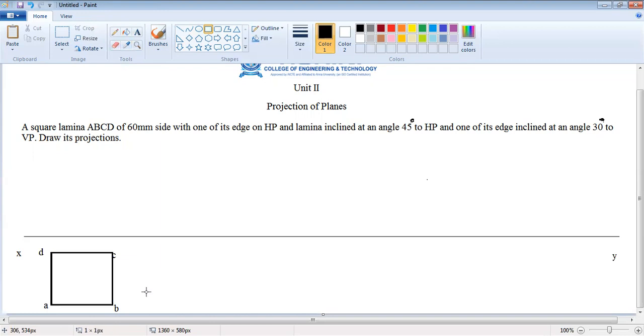Using a pencil, project these edges into the front view. Because it is resting on HP, the front view will appear on the reference line only. So the front view will be a straight line.